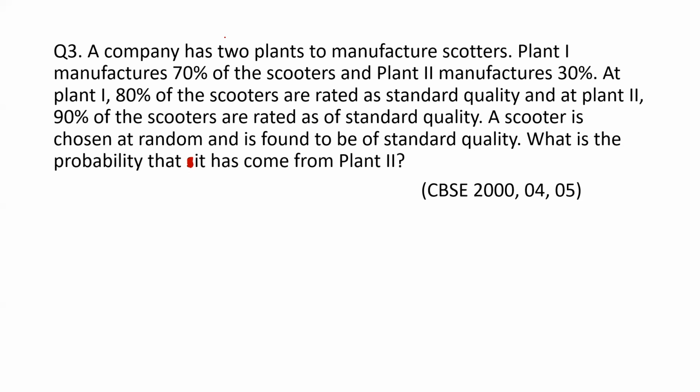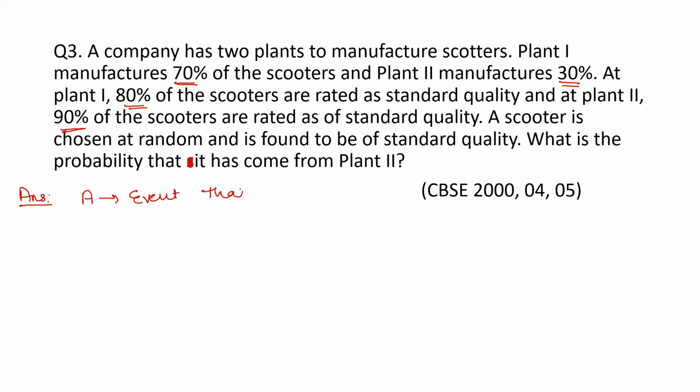Whose question is this? Abdur, if you see the question: a company has two plants to manufacture scooters. Plant one manufactures this much of a scooter and plant second manufactures this much. At plant one, 80% of scooters are rated as standard quality, and at plant two, 90% are of standard quality. A scooter is chosen at random. So in such a case, always take whatever is given as an event.